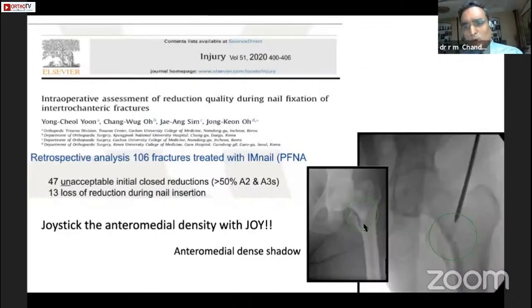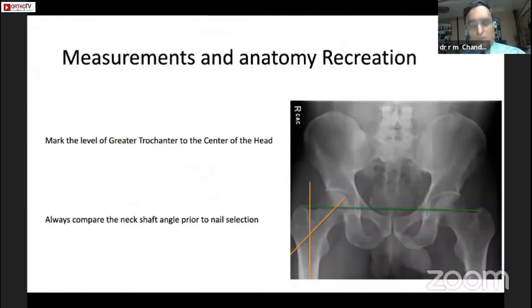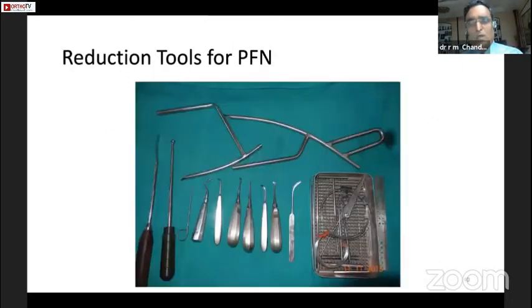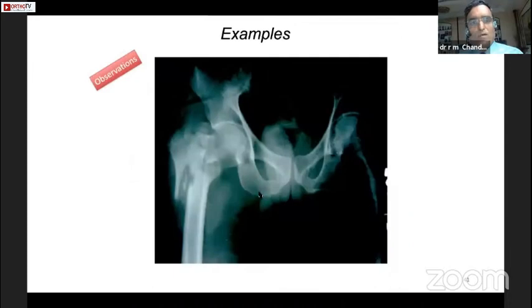Look at this point density. If this is there, again, that would be a negative reduction to be taken care of. Reduce varus, and I'll be coming to the cases after this. And traction before the proximal screw. So in this position, if traction is given, that would avoid a varus. So take traction at this point. You can hold the jig and just give a valgus reduction. These various reduction tools I'll be using for reduction.